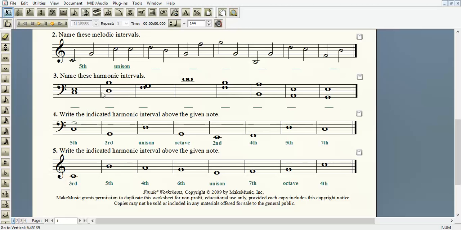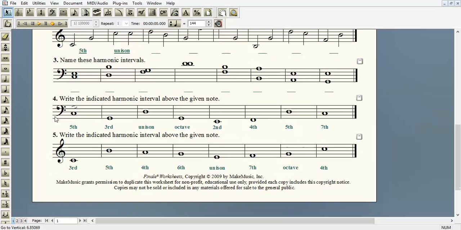So once again, pause, finish them out on your own if you'd like. But we're going to move forward because this is pretty self-explanatory once you get the basic idea of it, that you're counting from your starting note to your upper note to get the name of the interval. So if we're thinking here about line number 4, and we want to do a fifth, we have to go C, D, E, F, G to the fifth.